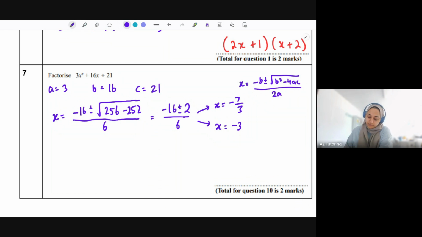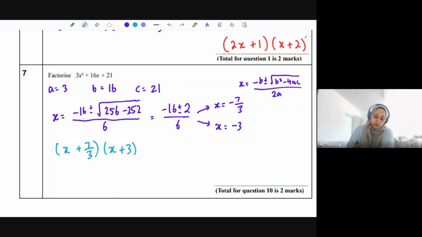Okay, let's get rid of that. Okay, so we've got our two x values, but we're not solving this. If the question said solve, we stop there. This question is saying factorize, so I need to get this into brackets. So just like last time, we are choosing the opposite sign, so x plus 7 over 3 and x plus 3. So we're just choosing the opposite signs to them and sticking them in brackets.